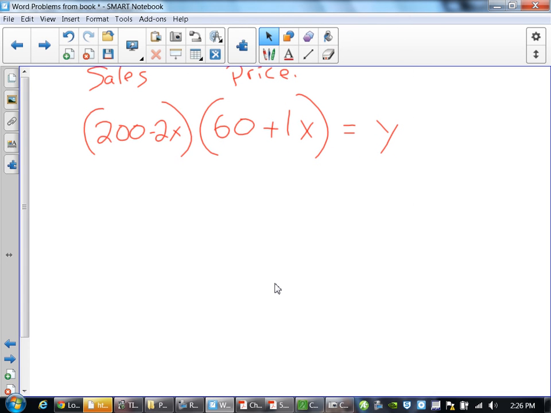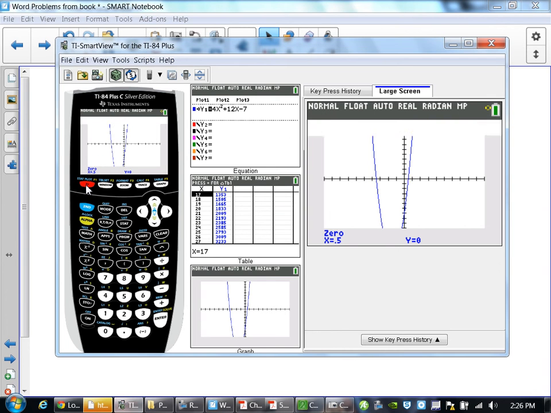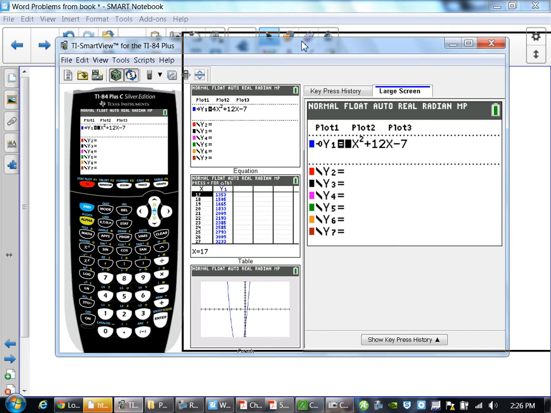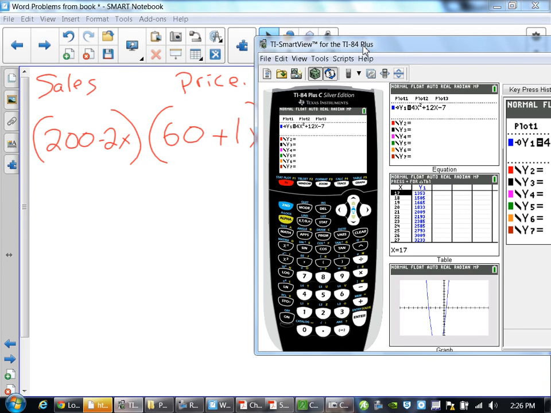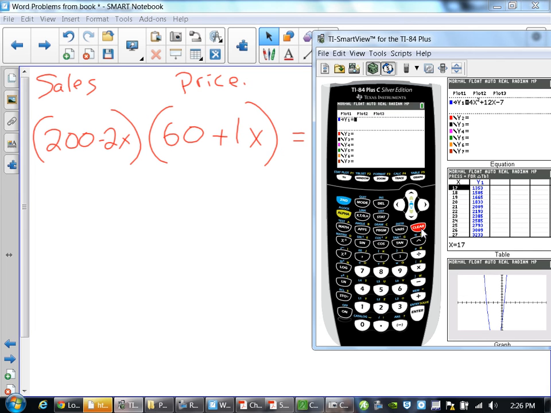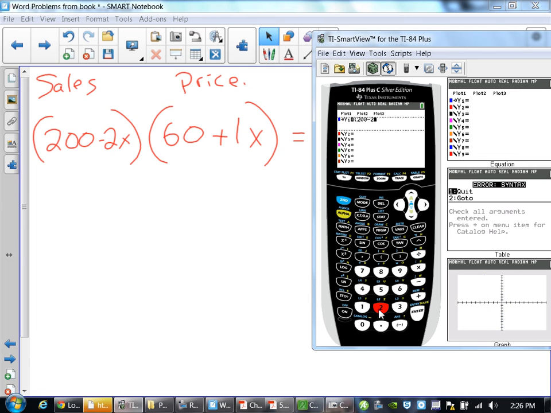If I go right to my y equals in the calculator and type it in exactly the way I see it, without foiling it out at all, there's no reason to. The calculator will know what to do. Y equals, parentheses, 200 minus 2x, 60 plus x. I'm going to hit graph, because I want you guys to see what the graph looks like.